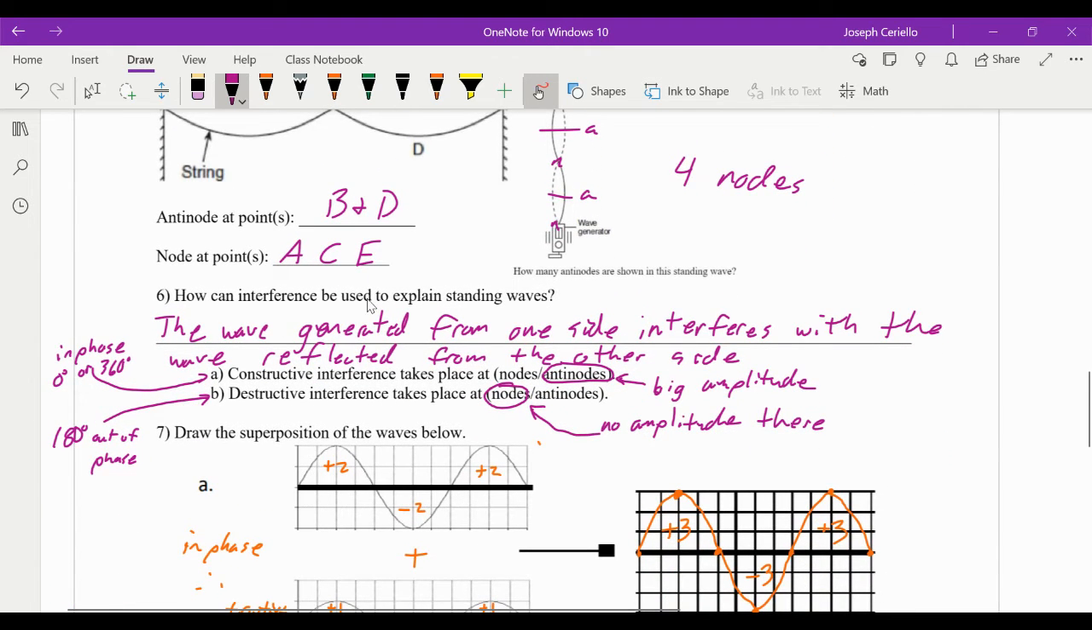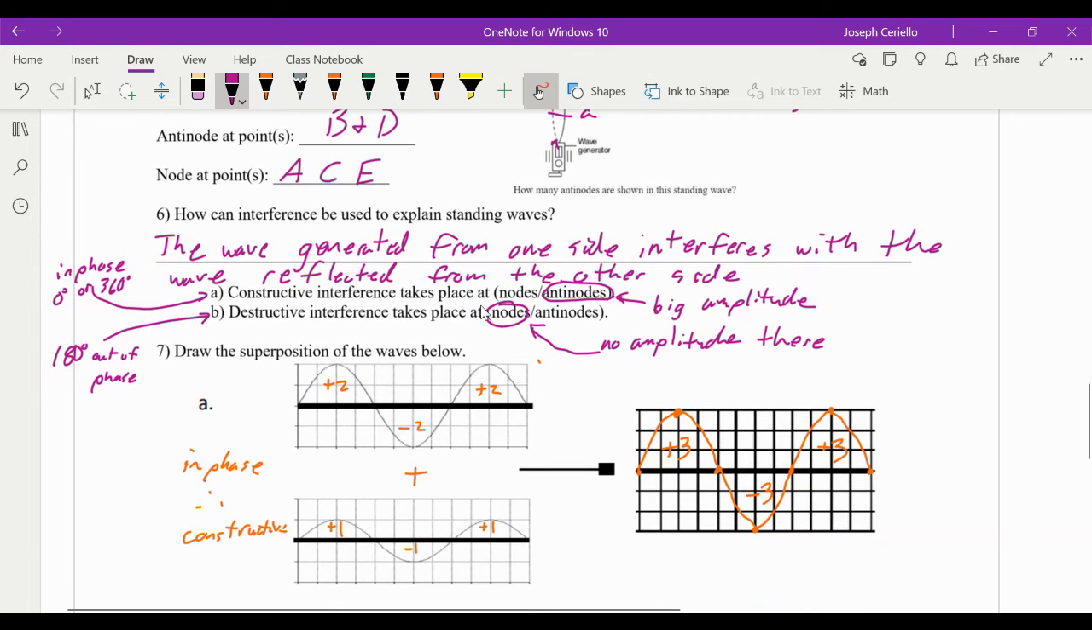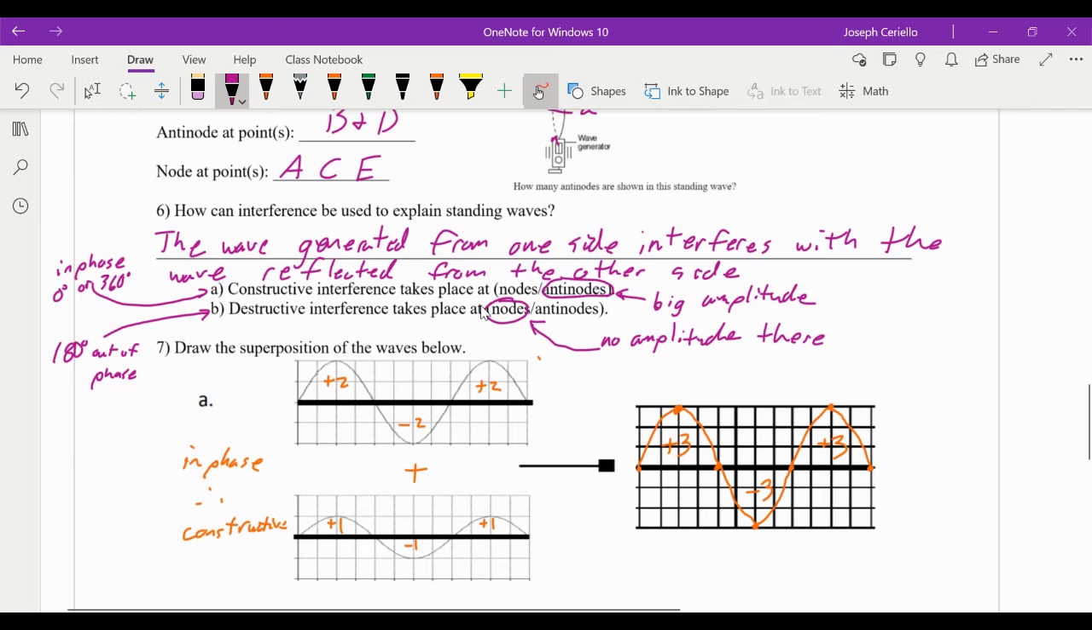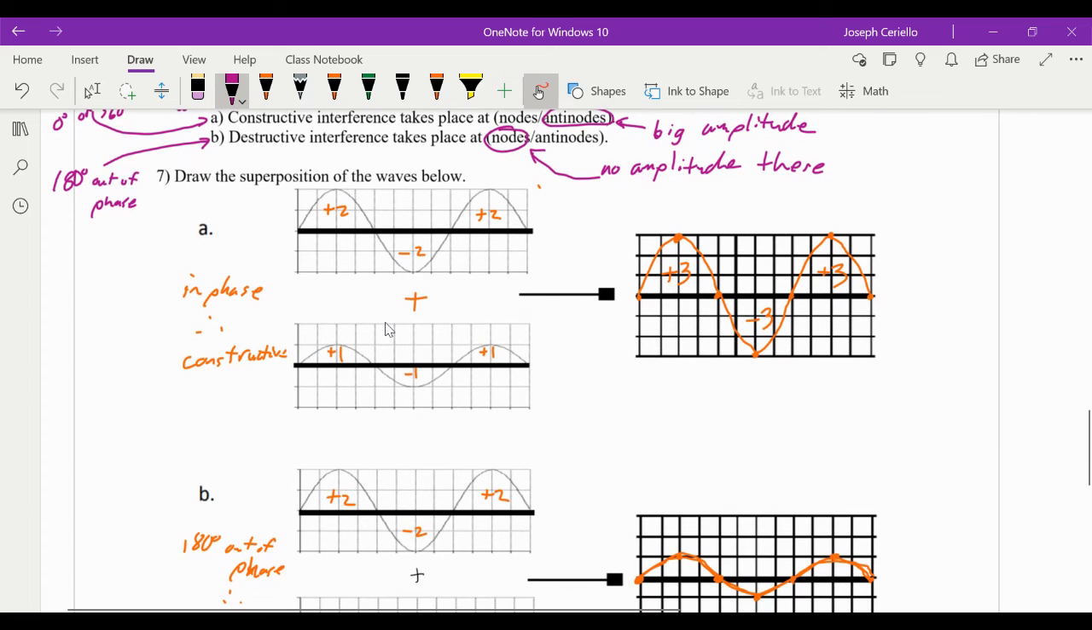So how can interference be used to explain a standing wave? Basically, the wave generated from one end interferes with the wave reflected from the other end. So there's constructive interference at the antinodes, where you see the big amplitude. That's where the waves, the reflected and the incident waves, are perfectly in phase. And there's destructive interference at the nodes, where they are out of phase by 180 degrees. That's why you have perfect destructive interference at the nodes.